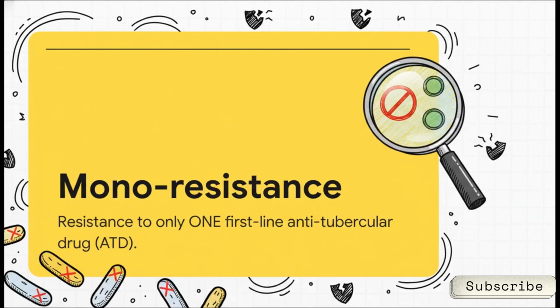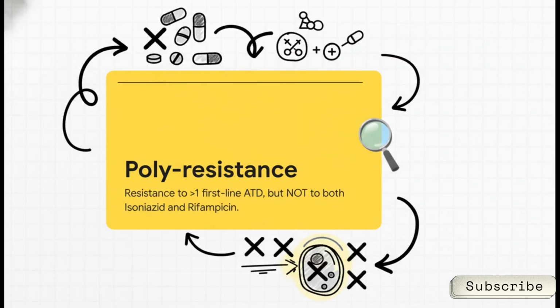Now, let's clearly define the enemy here, drug resistance. The simplest form is called monoresistance. It's exactly what it sounds like. The bacteria are resistant to just one of the first-line drugs. Straightforward. Moving up a level, we've got polyresistance. This means the TB is resistant to more than one of the first-line drugs. But, and this is the key part, it's not resistant to both isoniazid and rifampicin at the same time.